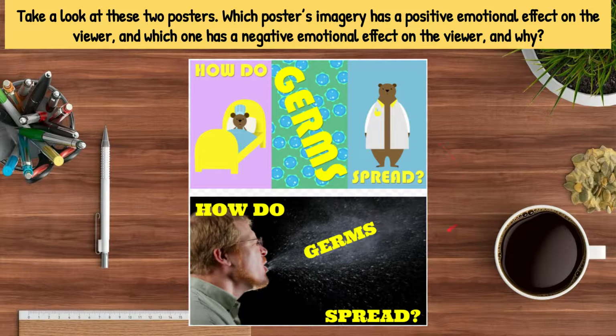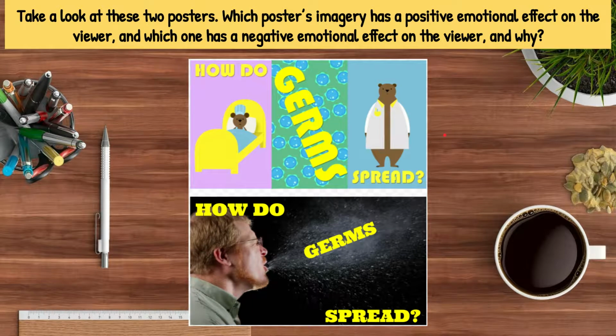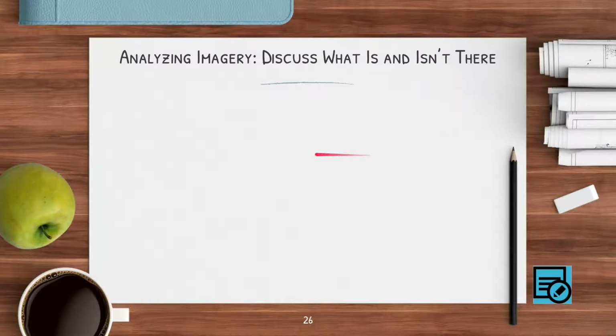Even though these are two very different posters, they use the exact same words: How do germs spread? But the images that they use are very different, and so they might impact somebody looking at them differently. So when you analyze imagery, it's similar to when you analyze diction. You need to talk about what is and is not there.